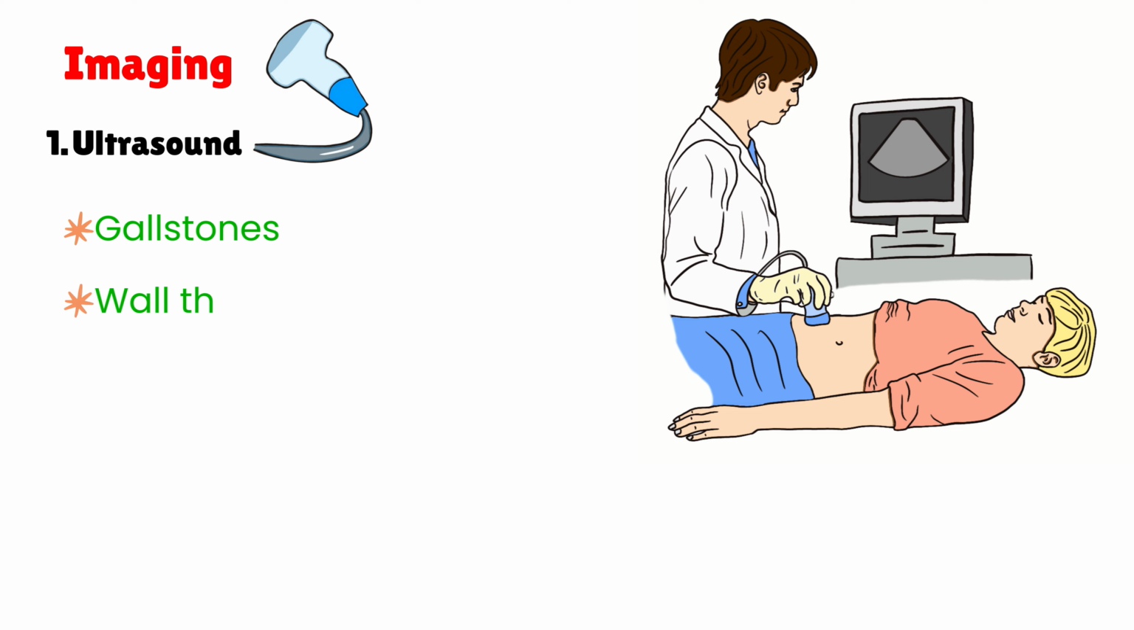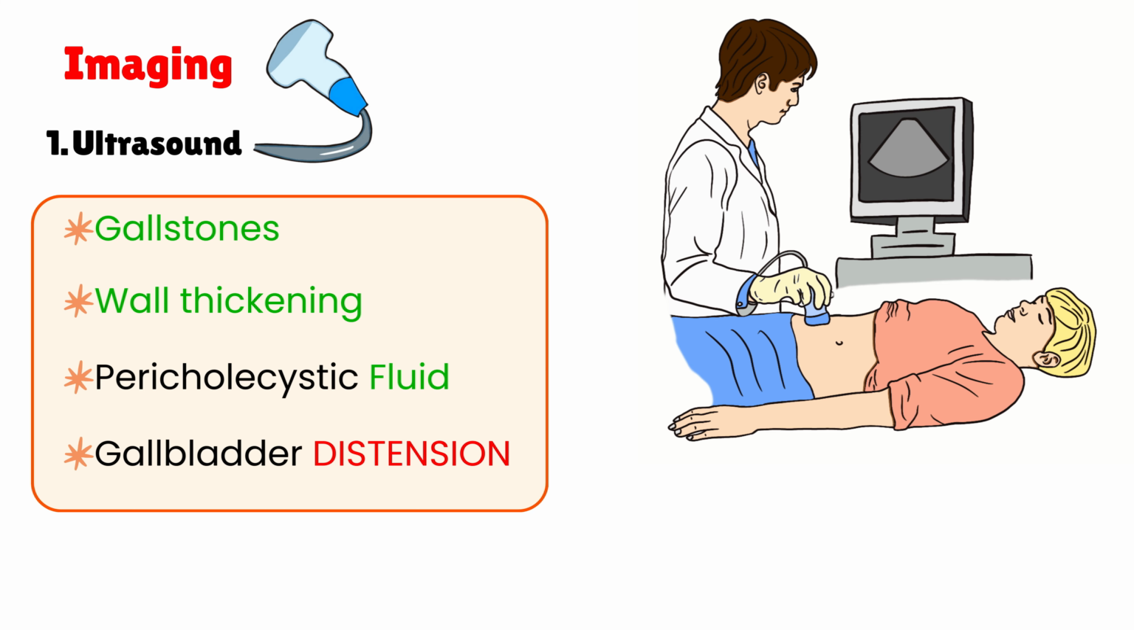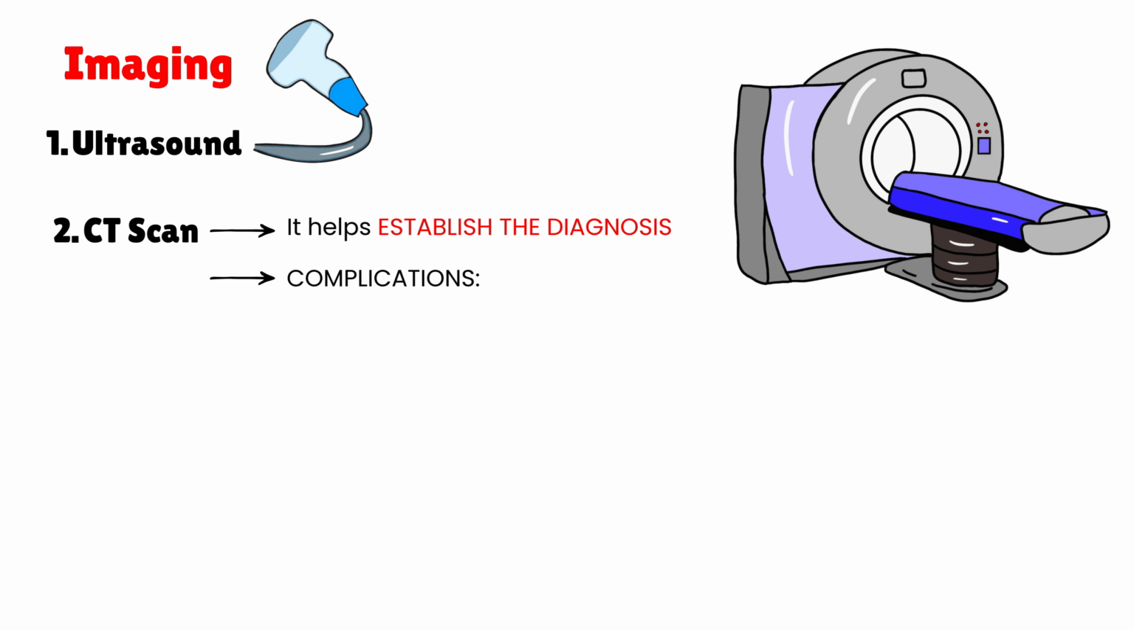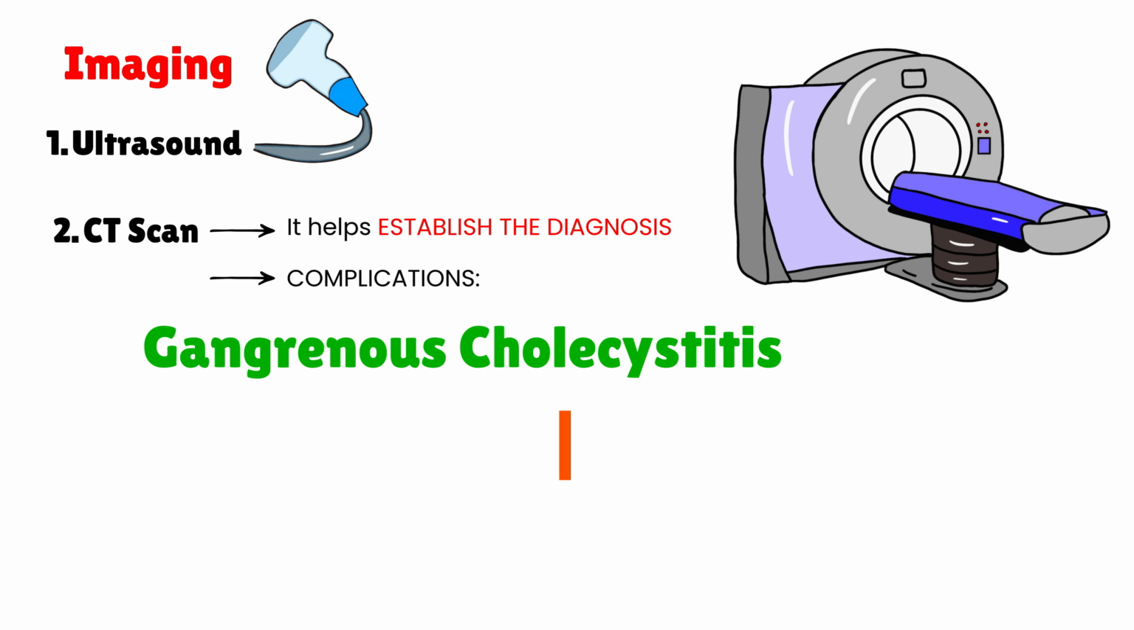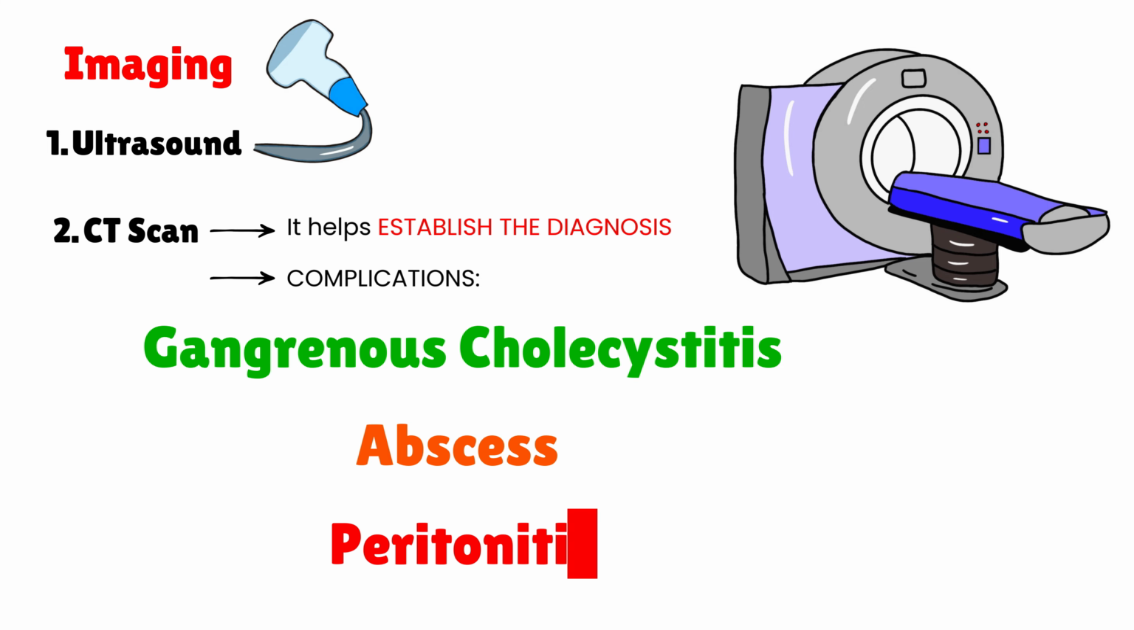In many cases, imaging becomes essential. Ultrasound is usually the first test we perform. It can reveal gallstones, gallbladder wall thickening due to edema, pericholecystic fluid suggesting more advanced inflammation, as well as gallbladder distension from ongoing obstruction. However, in clinical practice, ultrasound findings can sometimes be inconclusive. In those situations, a CT scan may provide additional information and help clarify the diagnosis, particularly when complications are suspected, such as gangrenous cholecystitis, abscess formation, or even signs of peritonitis.